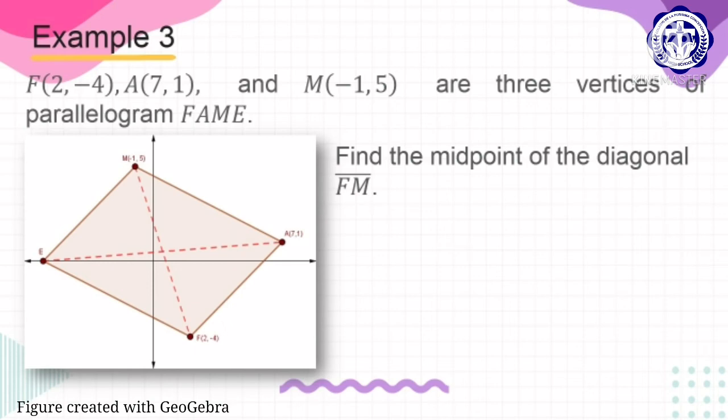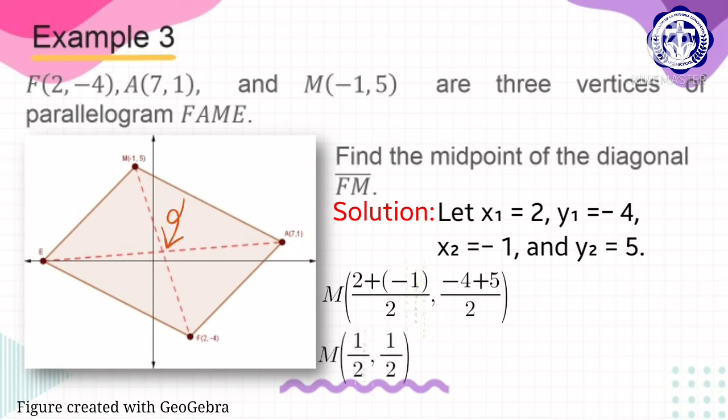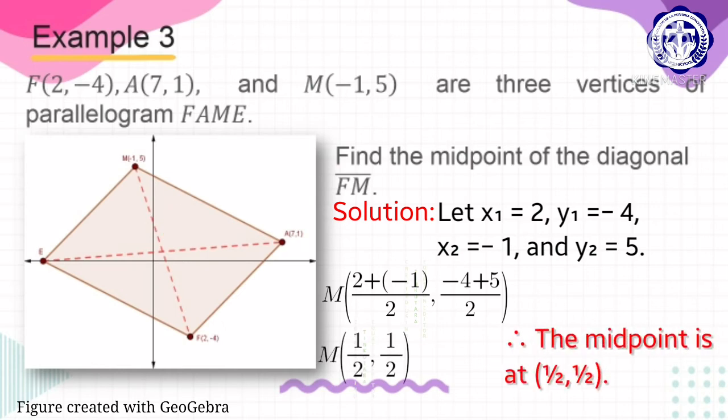For our last example, points F (2, -4), A (7, 1), and M (-1, 5) are 3 vertices of parallelogram FAME. A. Find the coordinates of the midpoint of the diagonal FM. Let x sub 1 be equal to 2, y sub 1 equal to -4, x sub 2 equal to -1, and y sub 2 equal to 5. Substitute the respective values to the formula. We now have (2 plus -1) all over 2, and (-4 plus 5) all over 2. 2 plus -1 is 1, while -4 plus 5 is 1. Therefore, the midpoint of line segment FM is at (1/2, 1/2).